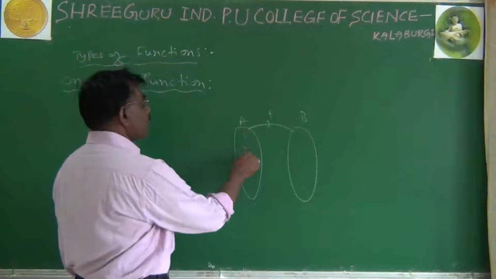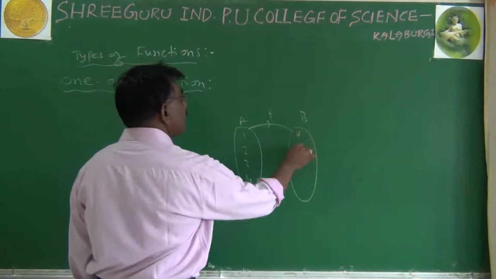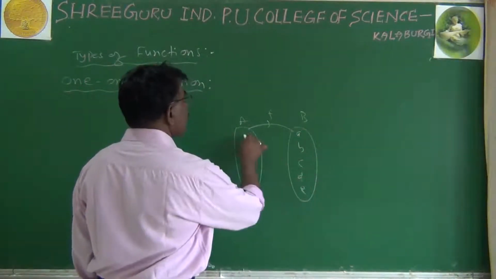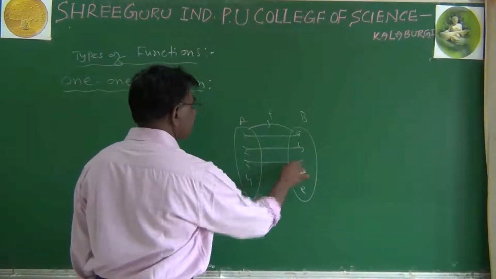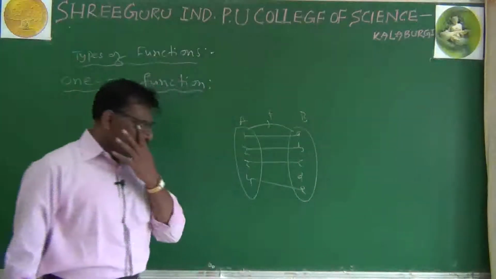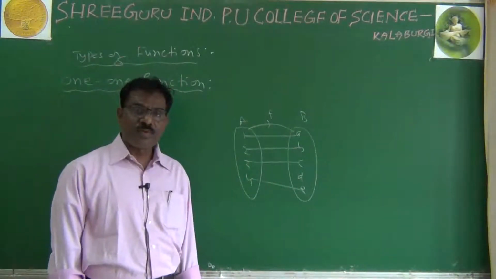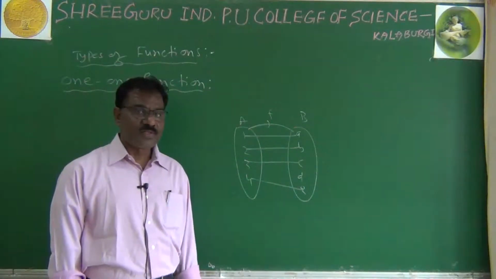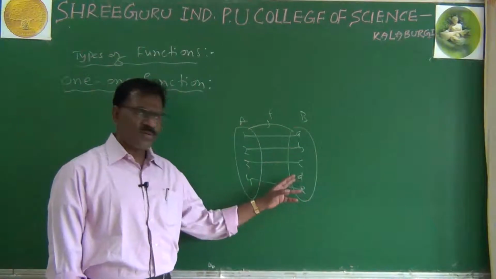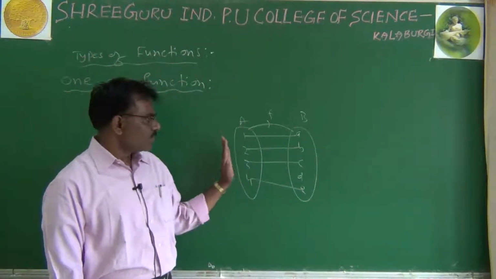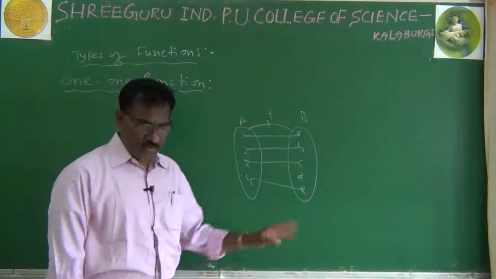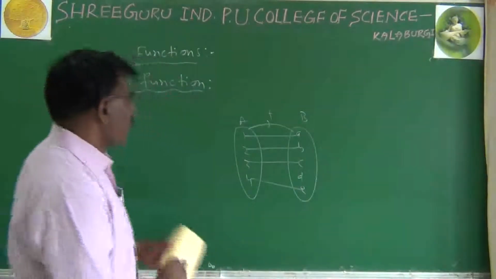For example, 1, 2, 3, 4 in set A and a, b, c, d, e in set B. Different elements of set A have different images in set B, so this is called one-one function. Even if d is not mapped, no problem. Different elements of set A have different images, so this is called one-one function.